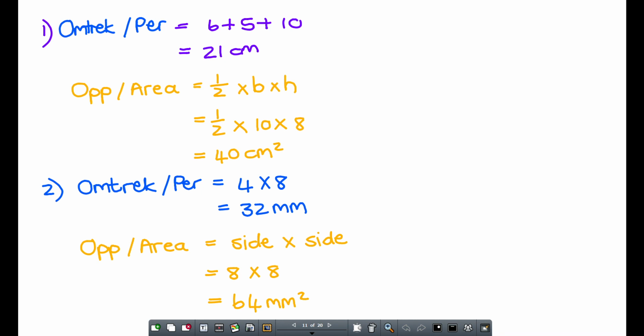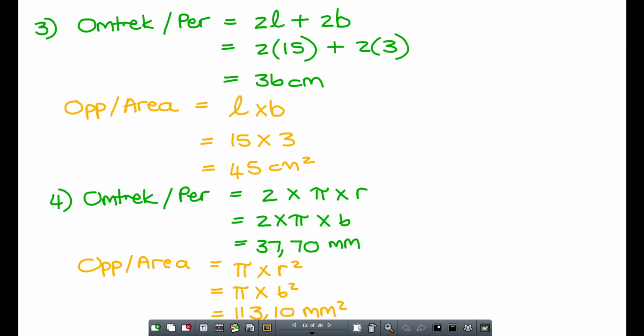Right, can I skip? Okay. There's number 3. Number 3 was a rectangle. So it was actually length plus breadth plus breadth, or you could have talked about width as well. Same thing. So 2 times the 15 plus 2 times the 3, and that gave me 36 centimeters.